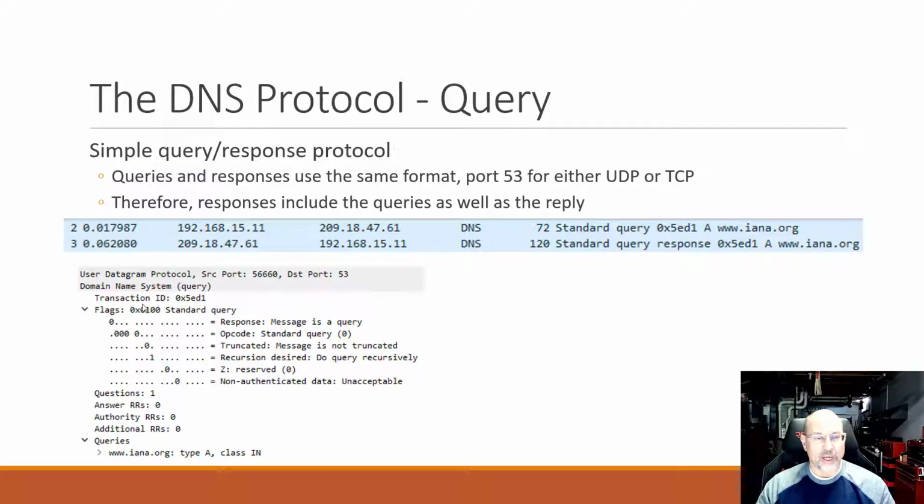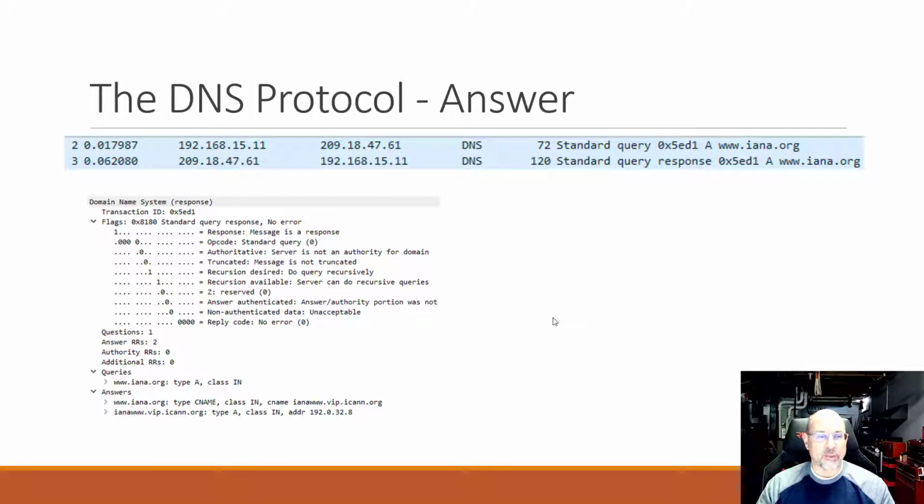We have a transaction ID right here. We have the flags field that tell us what's going on, and then we have the number of questions and answers. Now, there's a little hint right here that we have answer resource records and authoritative resource records. We'll see what that means in a second. And then here is the query, iana.org. I need the address that goes along with this particular query. The answer that comes back is pretty straightforward. There was one question, and there are two resource records that come back.